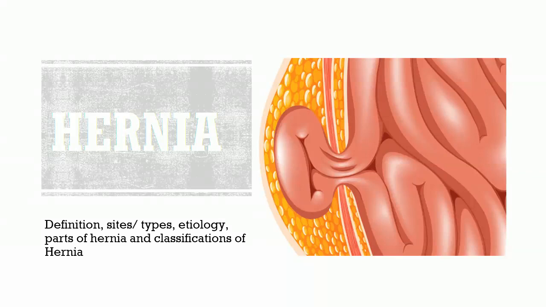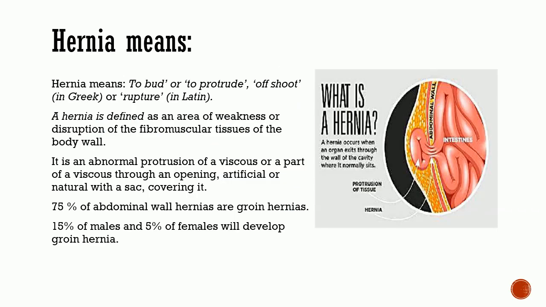Hernia. This presentation describes definition, sites and types, etiology, parts of hernia and classifications of hernia. This is a very important topic for medical students. So, let's start. Hernia means to bud or to protrude, offshoot, in Greek, or rupture, in Latin.